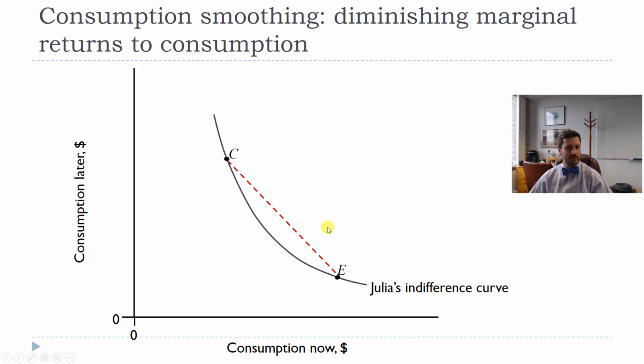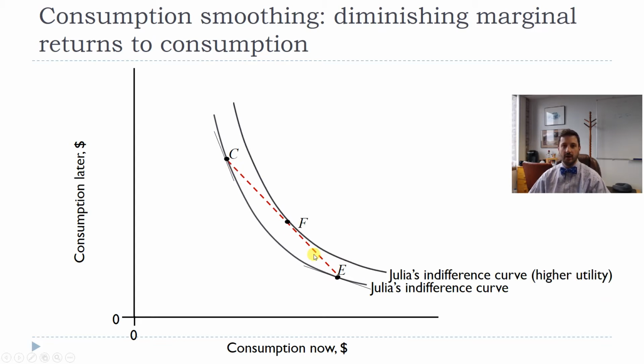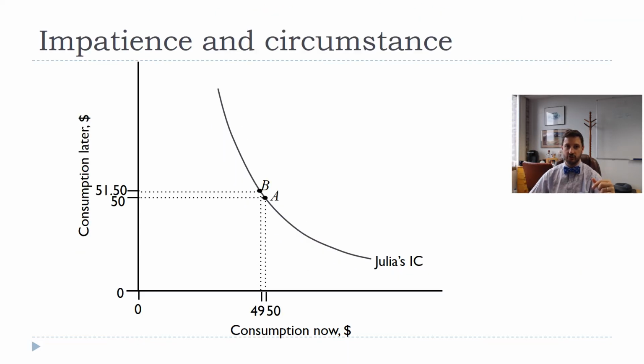Now, is this the best she can do? Clearly, it's not the best she can do because we know that indifference curves, utility or satisfaction, is increasing as we move away from the origin. And so there's going to be some place where she can do better, right? The slope of her indifference curve, the marginal rate of substitution, is too flat at point E and too steep at point C. She would rather be at some place between them. And so that's going to be a point like point F, right? That's the highest utility she can get, where the slope of her indifference curve, the marginal rate of substitution, is equal to the slope of her borrowing constraint, or the marginal rate of transformation.